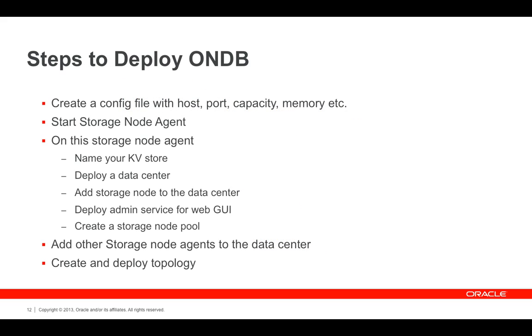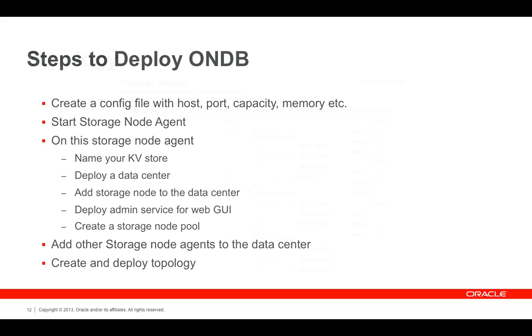So with this terminology, let's look at the steps required to deploy Oracle NoSQL database. The first step is to create a configuration file. And this configuration file has various information such as the host, a port, a capacity of the storage node, memory requirements. This configuration file is used by the storage node whenever it is started. So after we have defined the configuration file, we start the storage node.